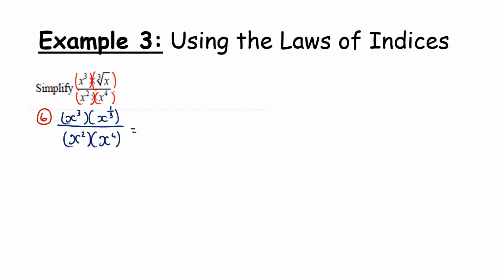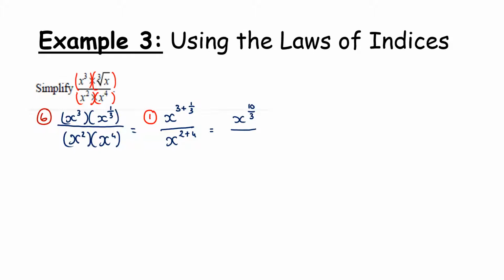Now, both the top and the bottom line can be worked using law 1, which is when I'm multiplying, I add the powers. So I get x to the power of 3 plus a third, all over x to the power of 2 plus 4. Simplifying this out, I get x to the power of 10 over 3.